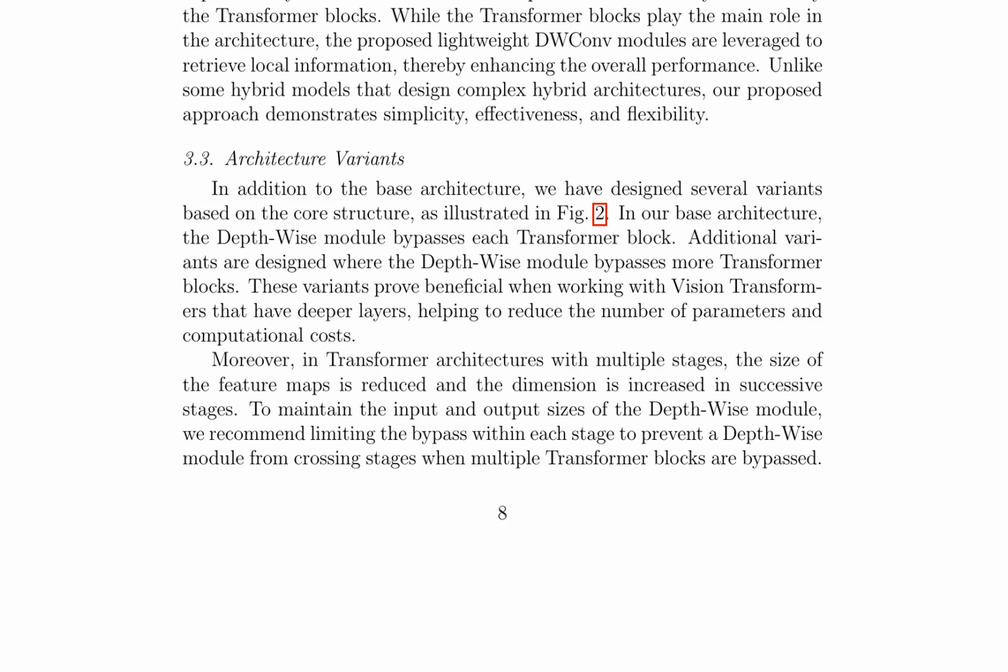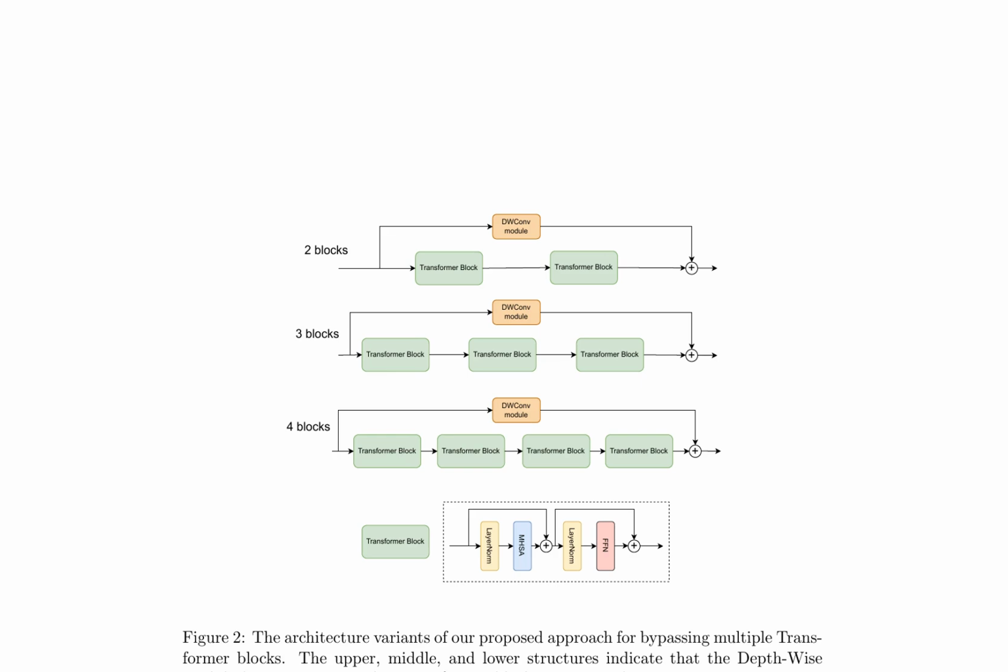The use of depth-wise convolutions enables the model to capture fine details in images, a capability lacking in ViT models. The proposed approach maintains a lightweight design without significantly increasing parameters and computational demands. The DW-conv module is exploited in all transformer blocks to enhance the convergence and performance of vision transformer models. The proposed approach introduces a novel architecture variant for bypassing multiple transformer blocks, leveraging a depth-wise DW convolution module to reduce parameters and computational costs.